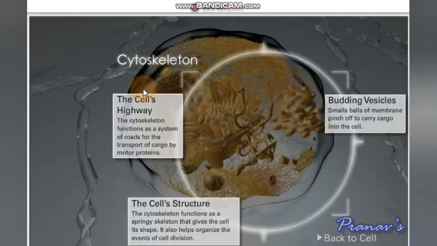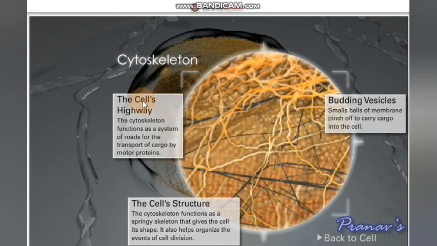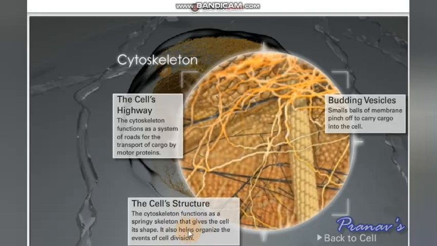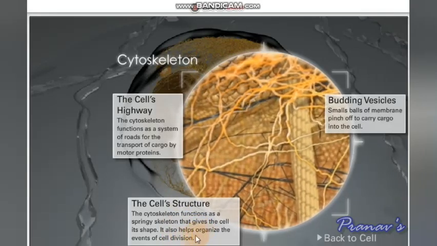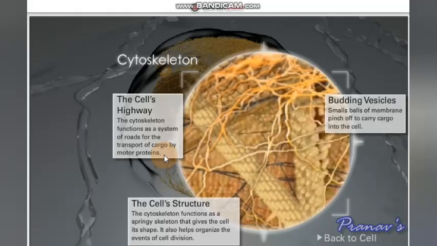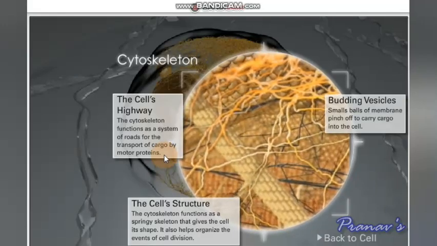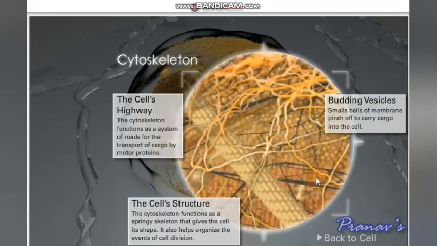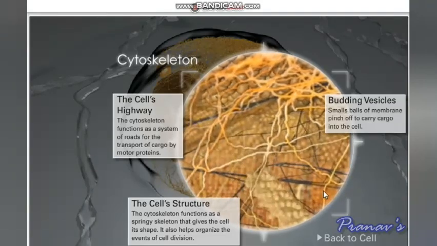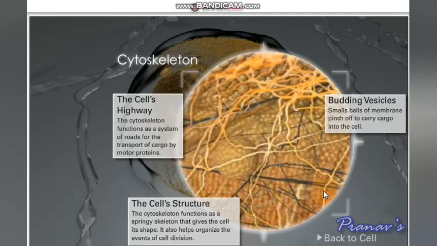Cytoskeleton is the cell's highway. The cytoskeleton functions as a system of roads for the transport of cargo by motor proteins. The cytoskeleton functions as a springy skeleton that gives the cell its shape. It also helps organize the events of cell division. Small balls of membrane pinch off to carry cargo into the cell.